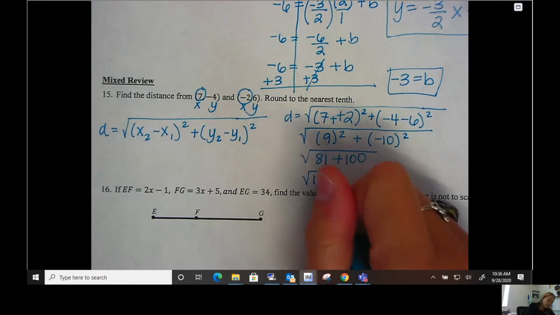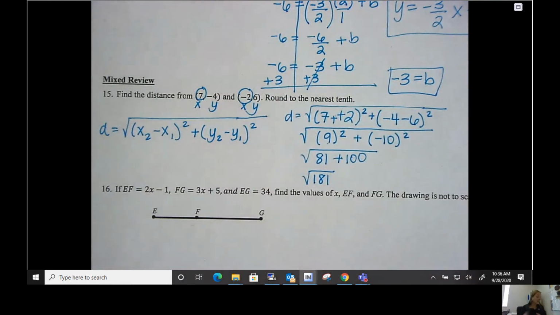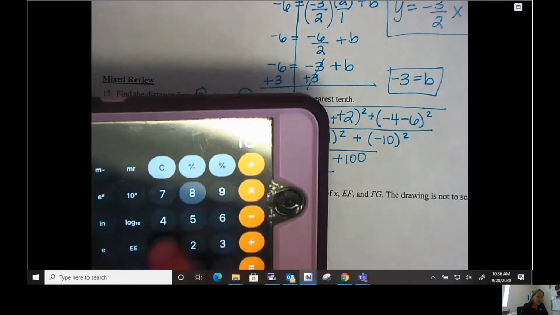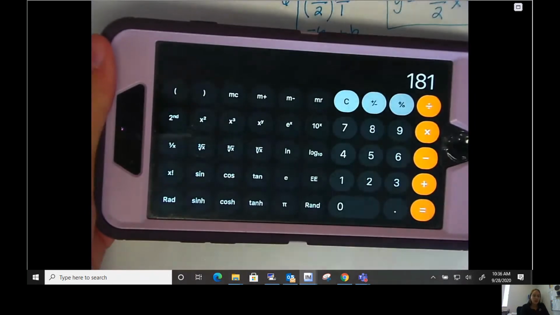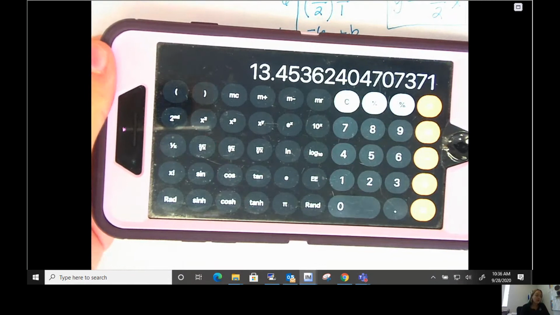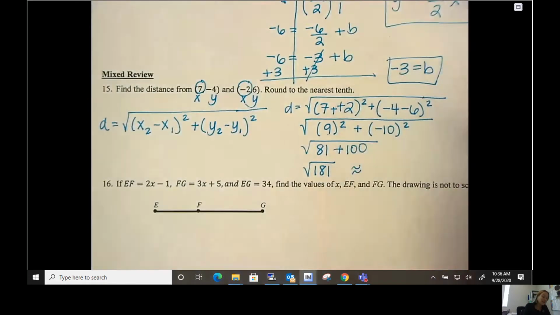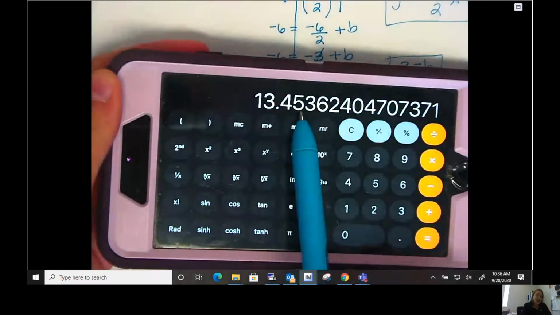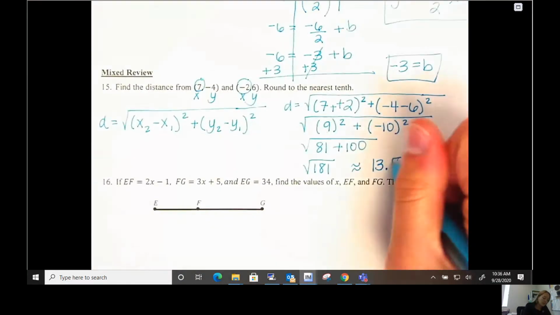I get the square root of 181, but I want to actually write that as a decimal. So when you go to your calculator, make sure that your mode is turned off, your portrait mode. You're just going to put the number in, 181. And then you're going to push the button that is the square root with the little 2 next to it. So I get 13.45. It asks me to round to the nearest 10th. So 13 point, since after the 4 it's a 5 or bigger, it becomes 13.5.